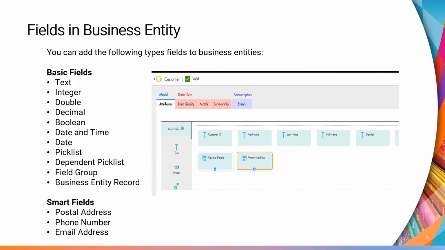Smart field. These are context-aware fields that have predefined property such as validation and match rules. Add smart field to quickly define a business entity. There are 3 smart fields available: postal address, phone number, email address.